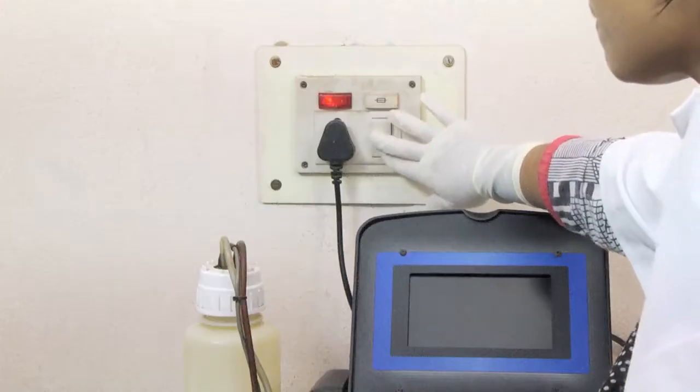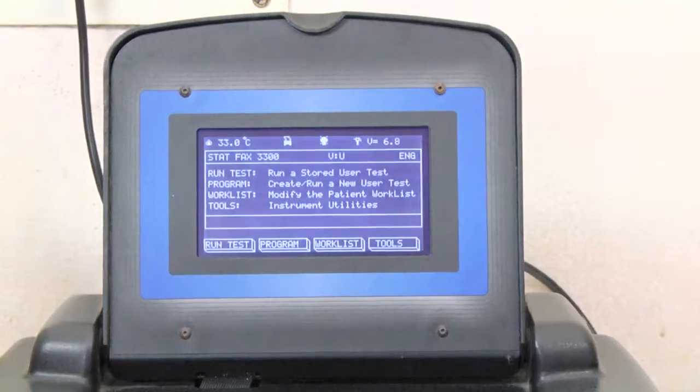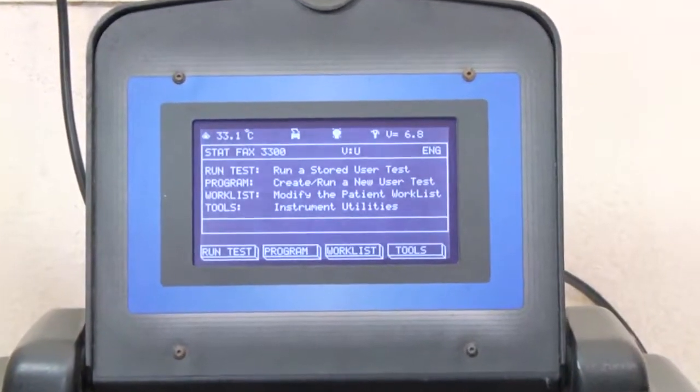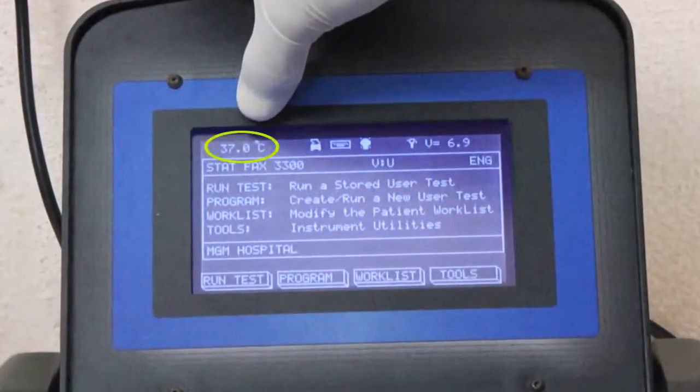Place the power switch to on position. The display will usually show information regarding the instrument model, review software, laboratory name, date and time, which can vary with different instruments. Allow the instrument to equilibrate for 15 minutes. The cell temperature is controlled at 37 degrees Celsius by software.